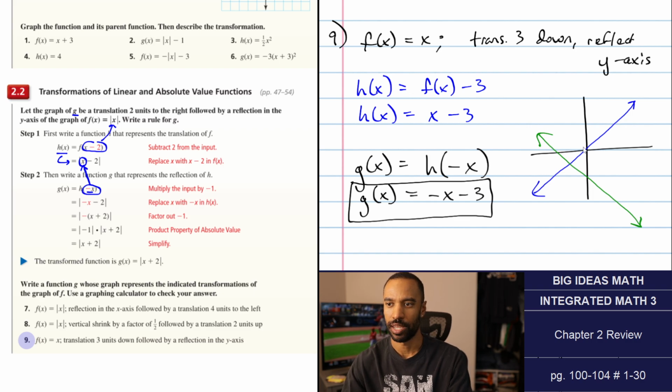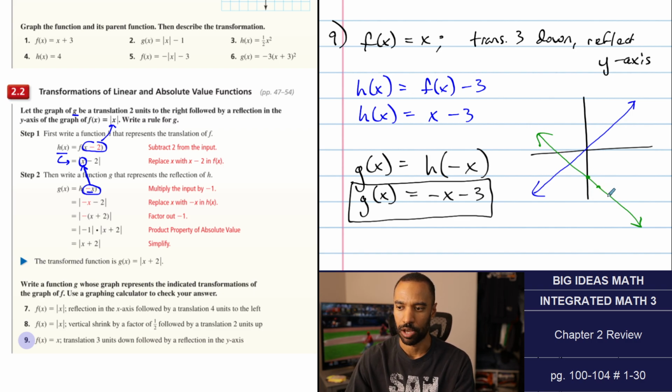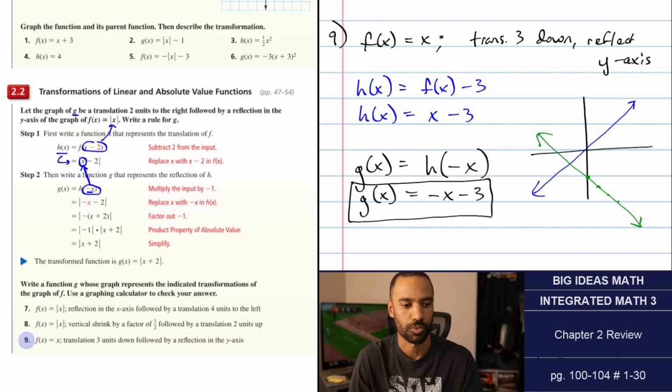So it's still translated 3 units down, but it flipped over the y-axis like that, and that seems to be the negative x minus 3. It's got a y-intercept of negative 3 and a slope of down 1 over 1. So that seems to agree with that one as well. That is our number 9.